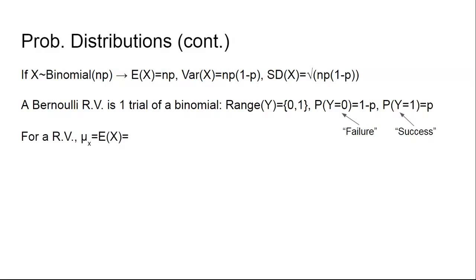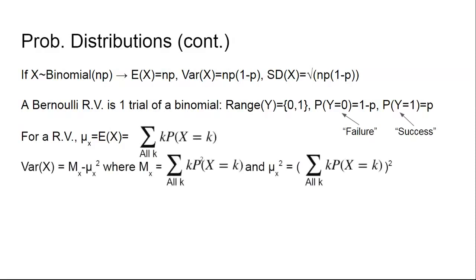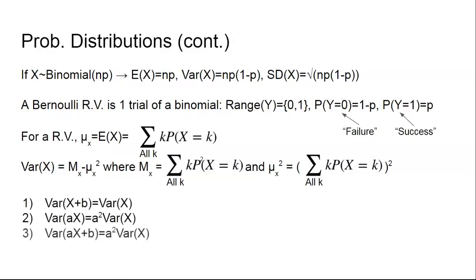Var(X) can be found using M(X) and mu(X) squared, where M(X) is called the second moment of X. Below are some rules involving variance, similar to the expectation rules on the previous slide, but using A instead of C.